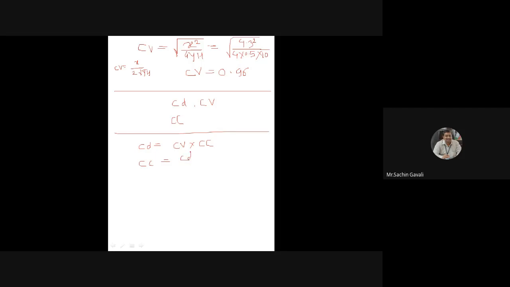Therefore CC is coming as CD divided by CV, and it is coming as 0.66. Good. So is this numerical understood by everybody?